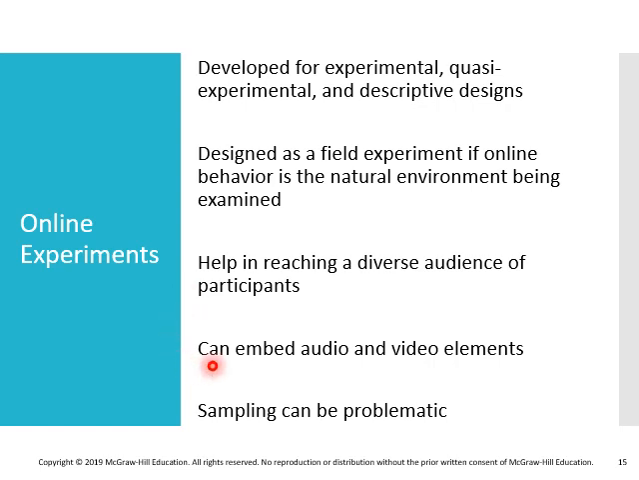Can also embed audio or video elements. Those might be more challenging to do face-to-face or might have a different kind of effect. But online experiments allow us to have that possibility. Sampling can be a problem, because people who use online environments might belong more to certain demographics. So people who have access to technology or maybe people of certain age groups. So that can be a reason why online experiments may not be as good, because the sampling can be an issue.